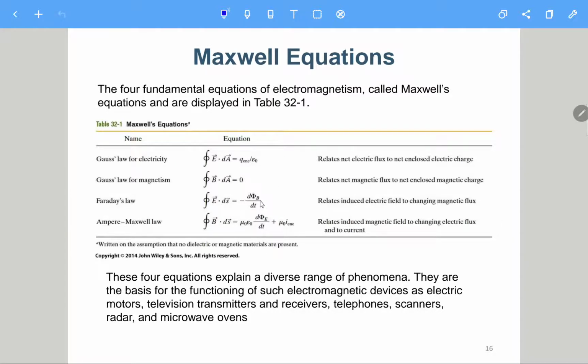called the Maxwell equations. And let's have a 10 minute break.